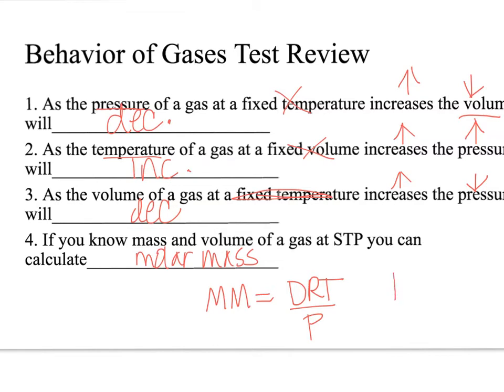And then, of course, we said density is D, and that was grams per liter. So that is why if you know mass and volume, because that's what this is, mass and volume, you could figure out the molar mass of a gas.